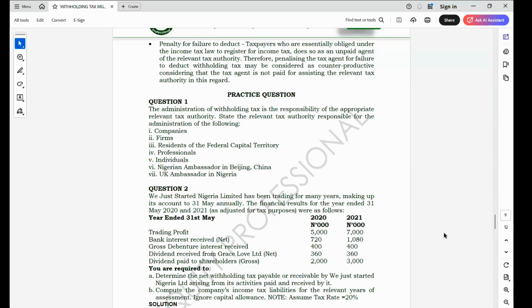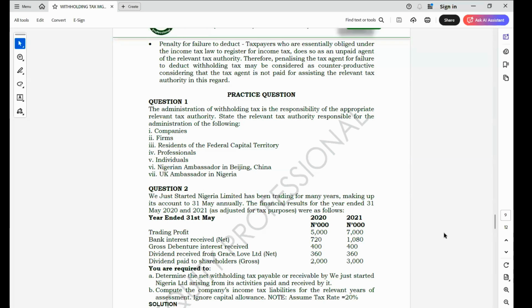I think where you are missing it is that VAT and withholding tax are not the same. If it is withholding tax you want to remit, you remit it to the appropriate relevant tax authority. But VAT is remittable only to FIRS. For withholding tax, the tax authority of the residence of the taxpayer will determine the relevant tax authority. But in the case of VAT, it is only the Federal Inland Revenue Service.